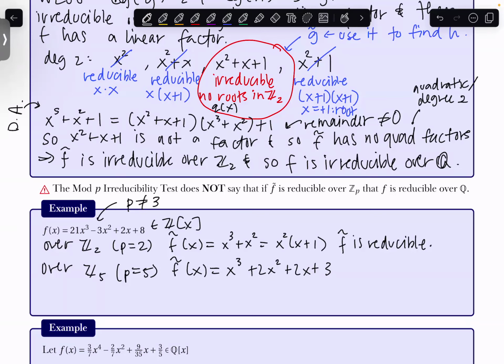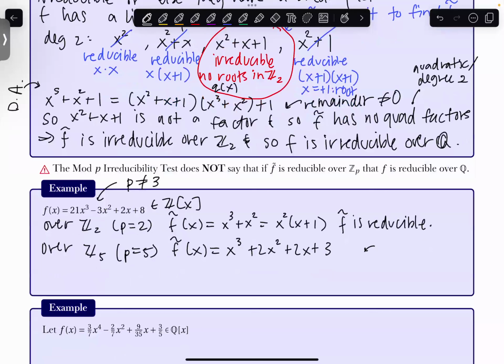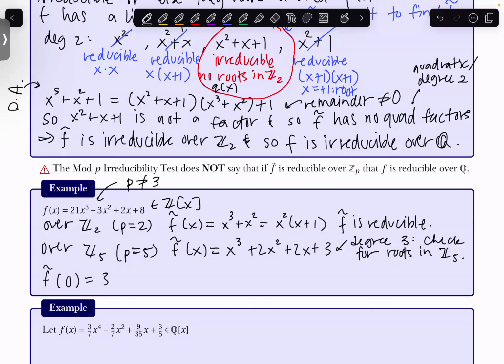So again, this is degree 3. So we check for roots. And we're working in Z5. So we plug in 0. This is our easiest one, right? We always just get the constant back out. So I get 3, which is not equal to 0. So this is not a root. It turns out that if I plug in 1 or 2, I'll get 3 mod 5 back out.